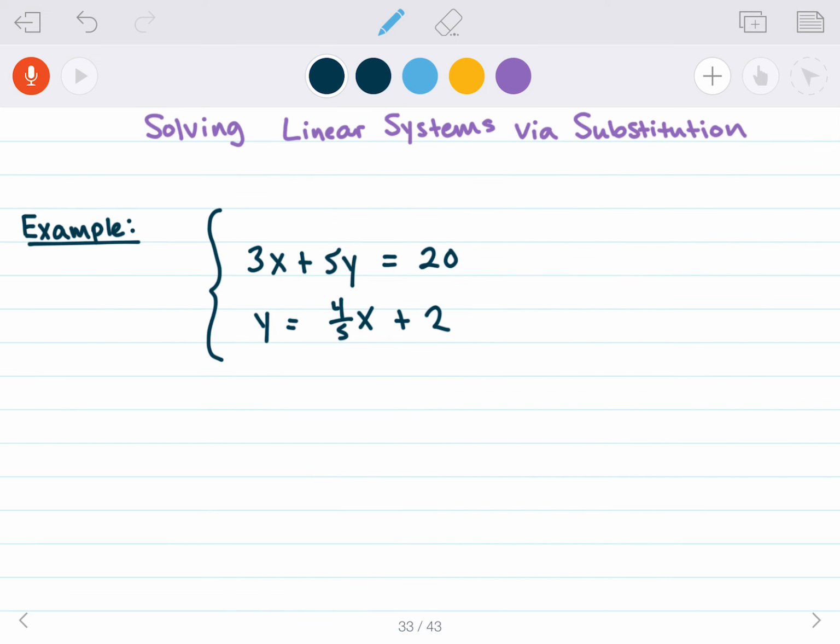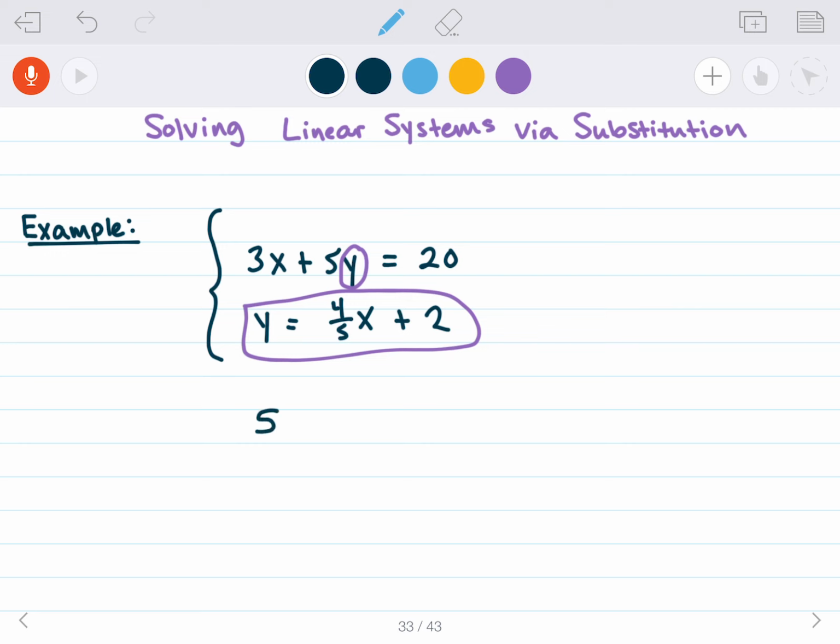Okay, let's do this one. First of all, you should pause the video and see which one you think you're going to sub into the other equation. Okay, so the one that we should sub in is the one that's isolated, which is our second equation. We can see y is isolated, so it makes sense to plug in that equation for y, right? Because it's already by itself.